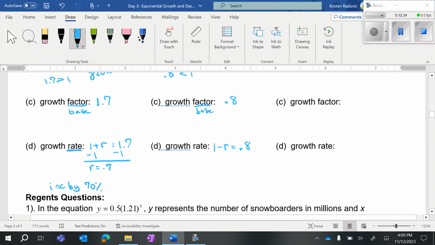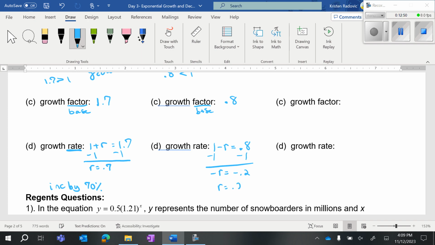Now, you can think about this in your head if you wanted to. You don't have to write the equation. You could think if you started at 1 and you went to 0.8, how much did you go down by? You went down by 0.2. Or you could solve the equation. You would subtract 1 on both sides, and you get negative r equals negative 0.2. So positive r equals positive 0.2. This is decreasing by 20%.